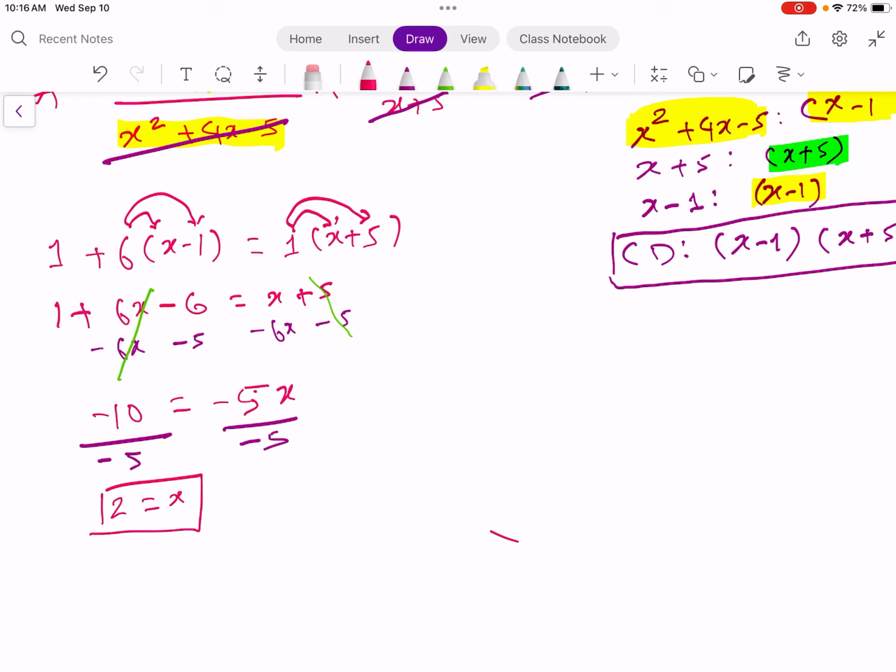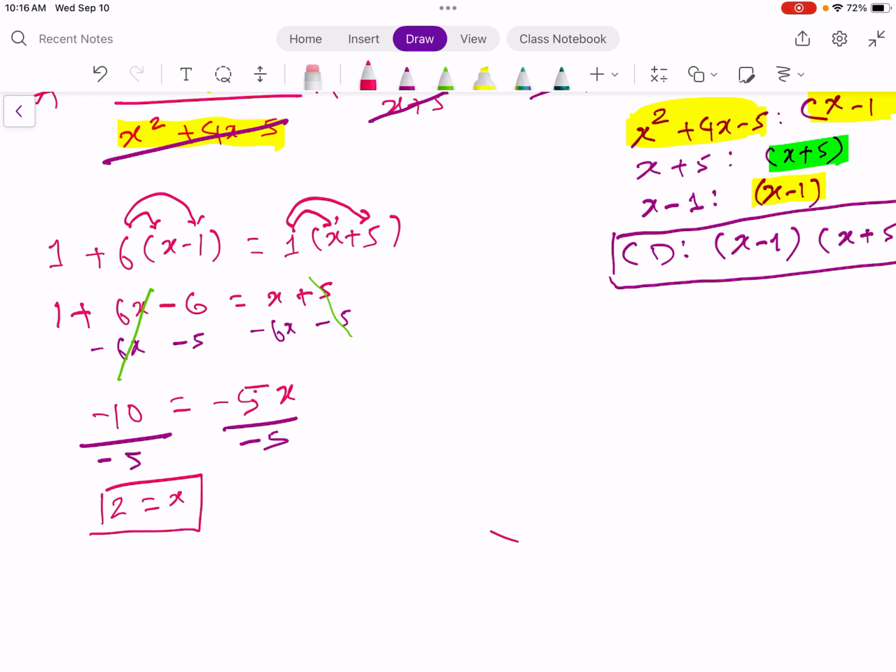Find the common denominator, multiply every term with the common denominator, and after that you will have either a linear equation or a quadratic equation. Okay, so this is how we solve a rational equation. Okay, any questions?